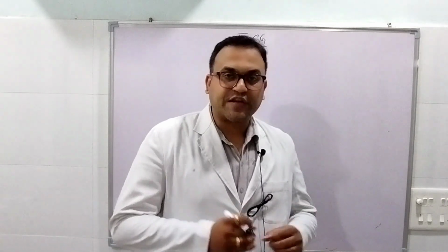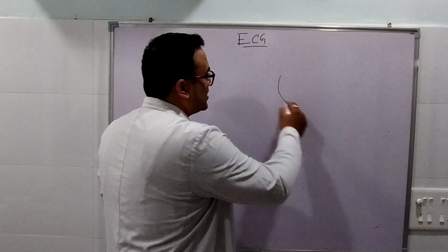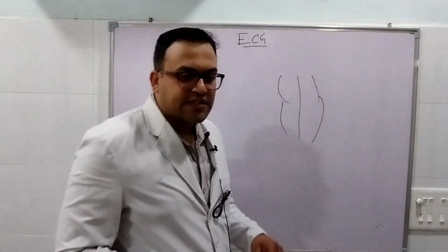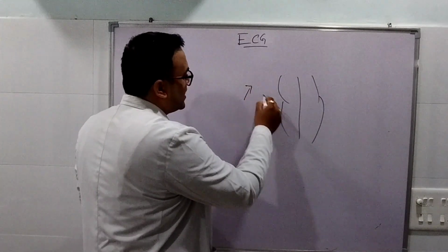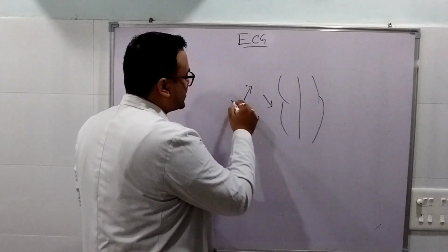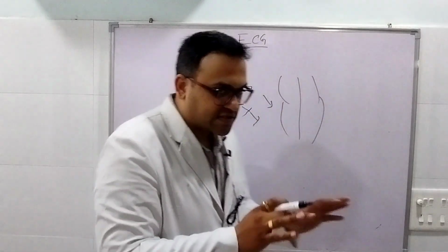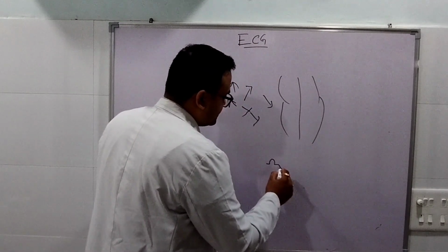ECG is the average of the sum total of all the electrical activity that is going on in the heart. Our heart contains millions and millions of cells, and in every cell there is an action potential happening. The direction of these action potentials can be the vector, can be of any direction, and when we cancel out all these vectors, then we get what is called our ECG.